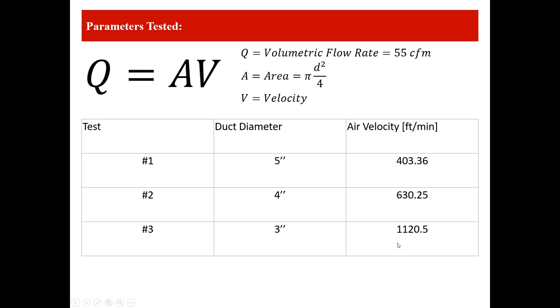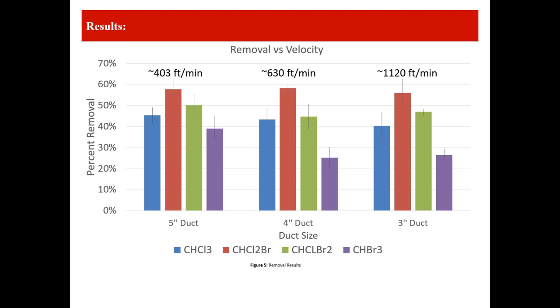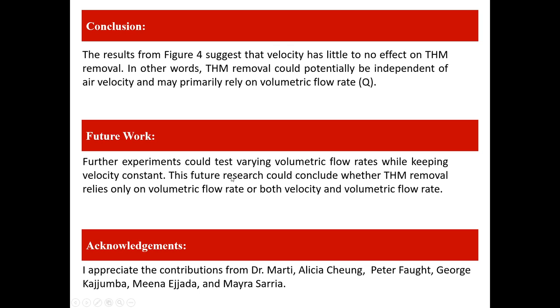By comparing these significant changes of velocity to the percent removal of THM, we can see in this graph here that there appears to be no change in THM removal. There does appear to be a minor decrease in bromoform removal as velocity increases, but this decrease may not be statistically significant. In conclusion, the results from the graph suggest that the velocity has little to no effect on THM removal.